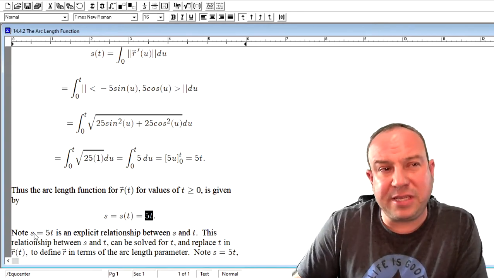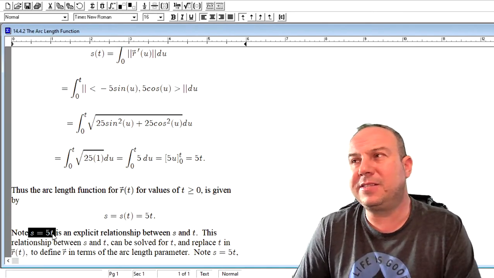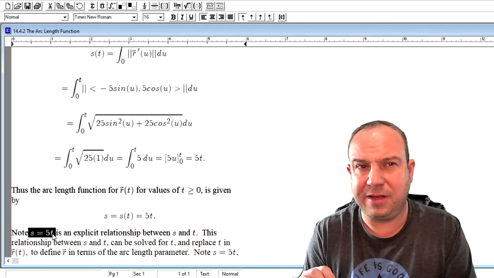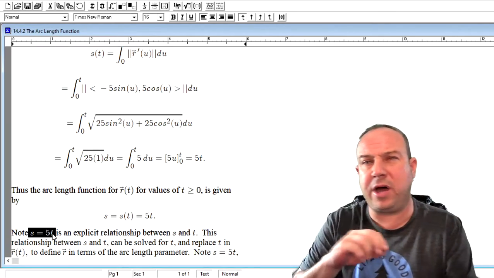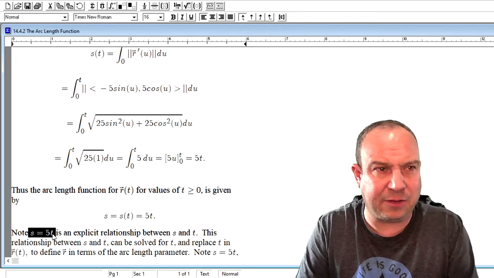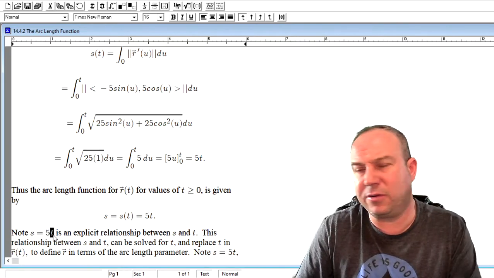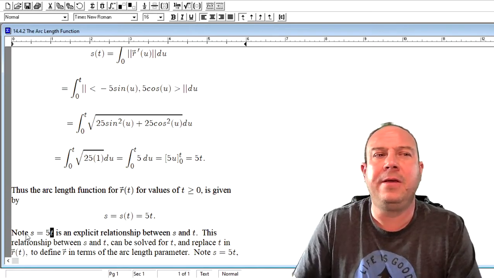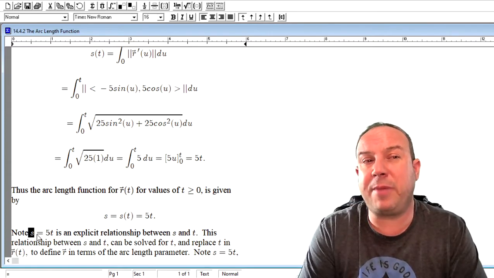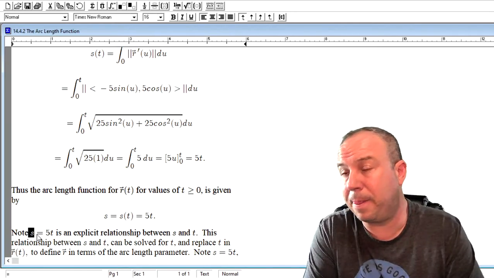With that explicit relationship between s and t, though, what I can do is solve for one or the other and replace one or the other in respective equations involving these values. I can go from a very arbitrary description, just some arbitrary parameter t, to a very specific description of length, in this case, simply by taking my value at t and multiplying it by 5 and getting s.